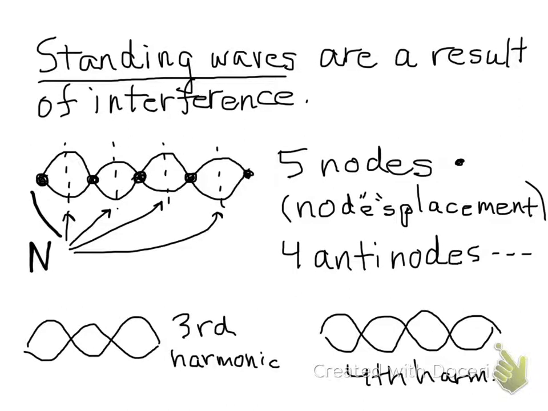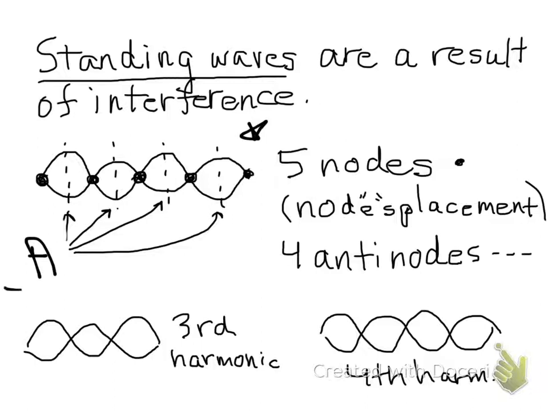Now, standing waves are a result of interference. And what I'm showing here, the dotted parts are antinodes, so let me mark those, and those are areas of maximum up and down motion. And then I have nodes, which are the dots on here, and they're areas of no displacement. Notice the incorrect spelling. So on this wave that I'm showing here, there are 4 antinodes and 5 nodes.